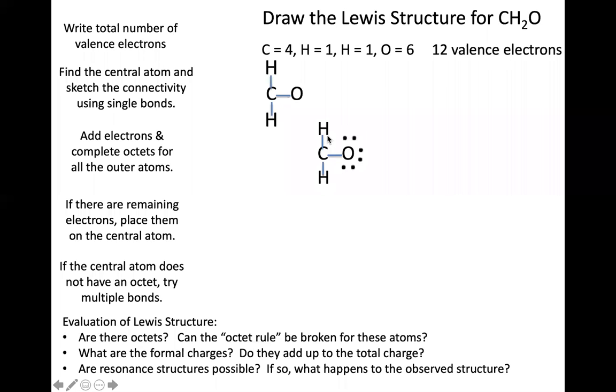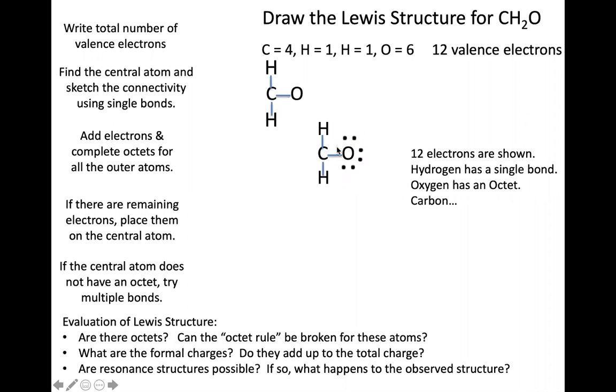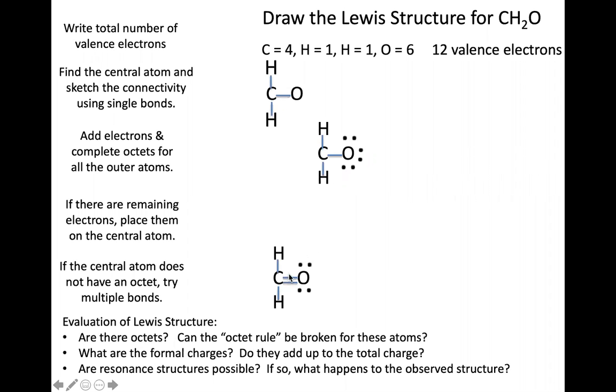The hydrogens look set, but that carbon right there, the carbon's not set. It doesn't have an octet around it. It's only got 2, 4, 6 electrons around it right now. How can I make it an octet? Well, I could switch one of these pairs right here, shift it in there and make a double bond.